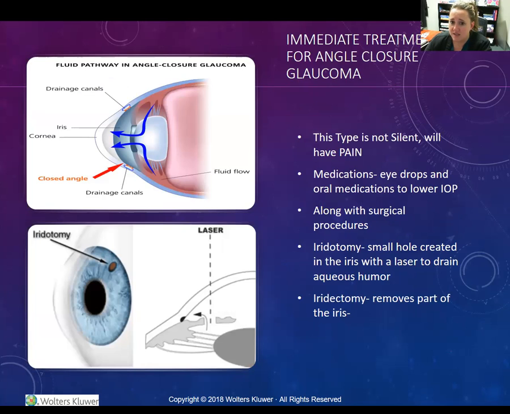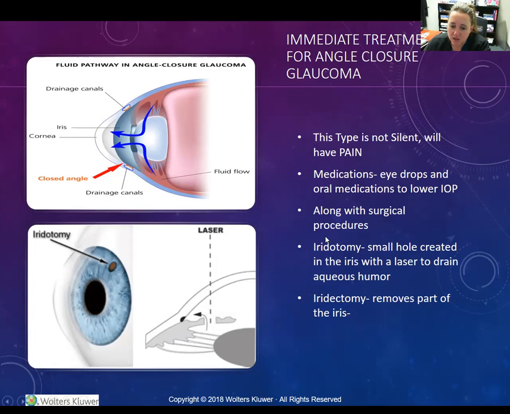So again, with our immediate treatment for acute angle glaucoma, this is a medical emergency. It's not silent. They're going to have a lot of pain, a severely elevated intraocular pressure, corneal edema, and a pupil that can even be fixed in a semi-dilated position. Again, this is a medical emergency. We're going to give eye drops and oral medications to lower the intraocular pressure, and we'll talk about those meds in a minute, those anticholinergics, along with surgical procedures.